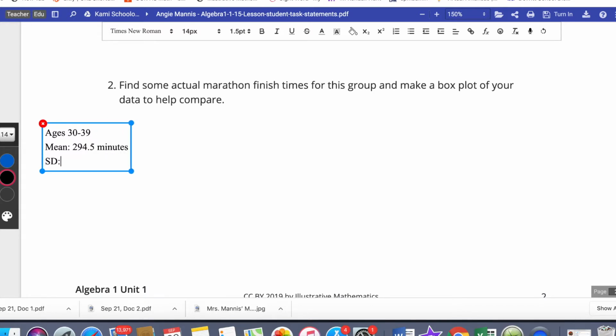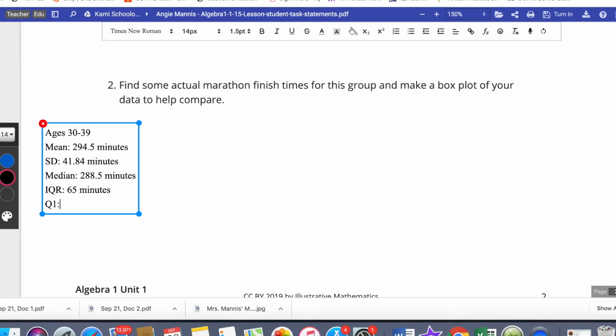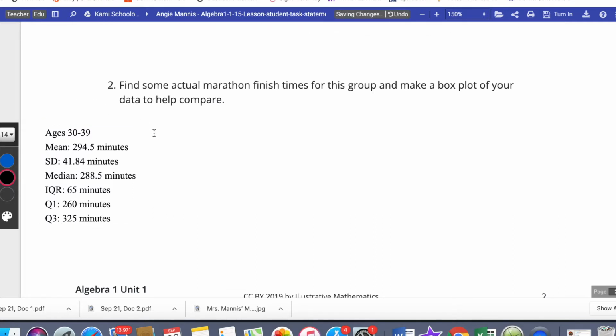Standard deviation, I'm just going to put SD, is 41.84 minutes. Median is 288.5 minutes. IQR, interquartile range, is 65 minutes. Q1 is 260 minutes. Q3 is 325 minutes. So these are the statistics for the age 30 to 39 age group.